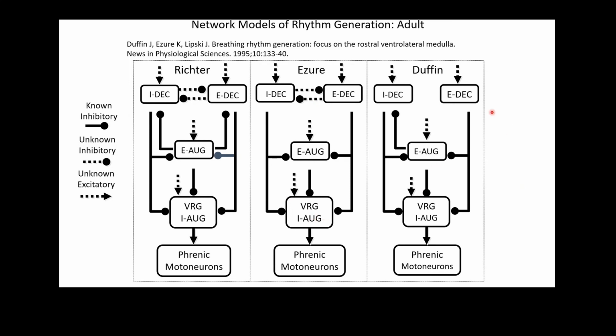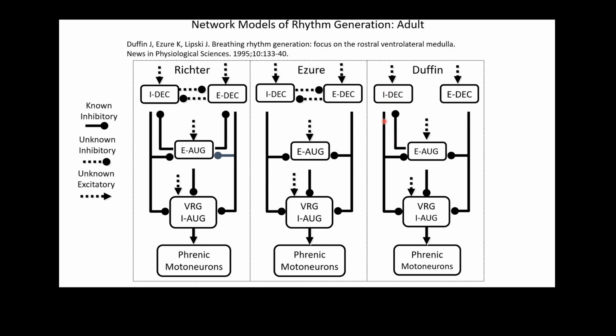And then I came along and thought, I would like to make a model that works with the known connections, and never mind having to postulate that these connections shown as dotted lines exist. And so I said, what about mutual inhibition between the Betzinger E-augmenting neurons and IDEC neurons? We've just shown that. And sure enough, it works as an oscillator.